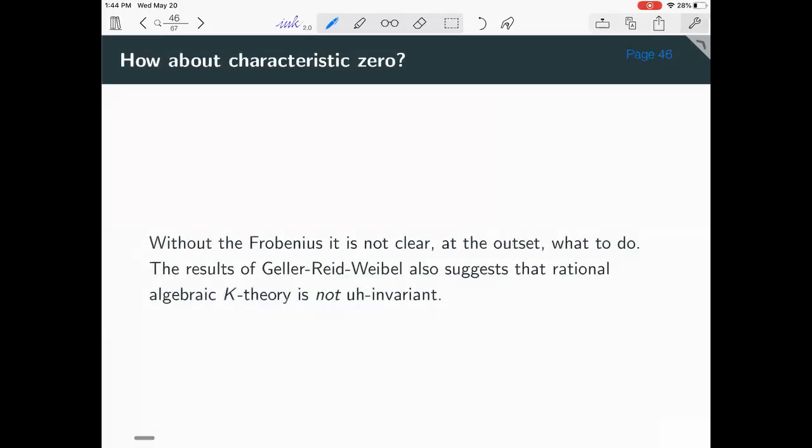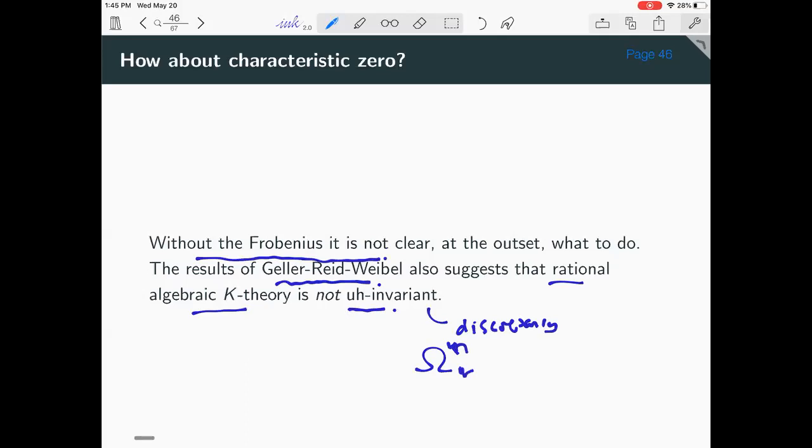Okay. So how about characteristic zero? Without the Frobenius, as in many things, it's not clear what to do in life. And also there are the results of Geller, Weibull, Reed, that rational algebraic K-theory is not a universal UH invariant. So the discrepancy is inside Omega K, like K Omega n K over Q, and this is already rational. So you cannot further invert anything else.